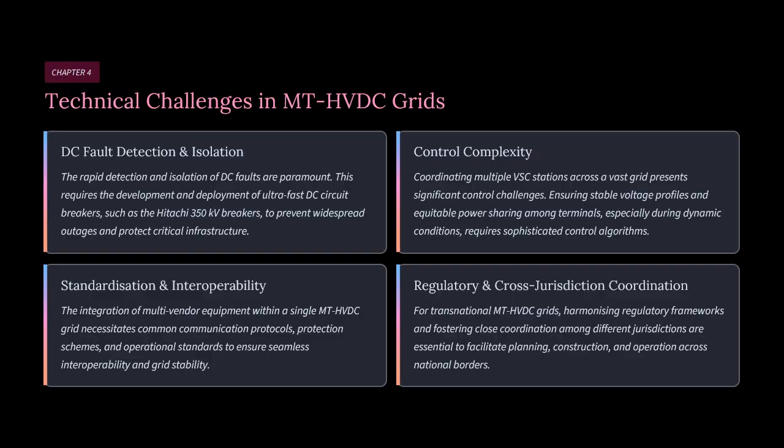Technical challenges in MT-HVDC grids: DC fault detection and isolation. The rapid detection and isolation of DC faults are paramount. This requires the development and deployment of ultra-fast DC circuit breakers, which is about 350 kV breakers, to prevent outages and protect critical infrastructure.